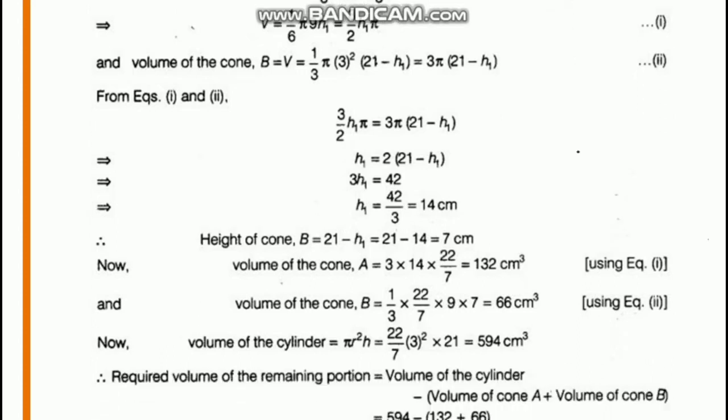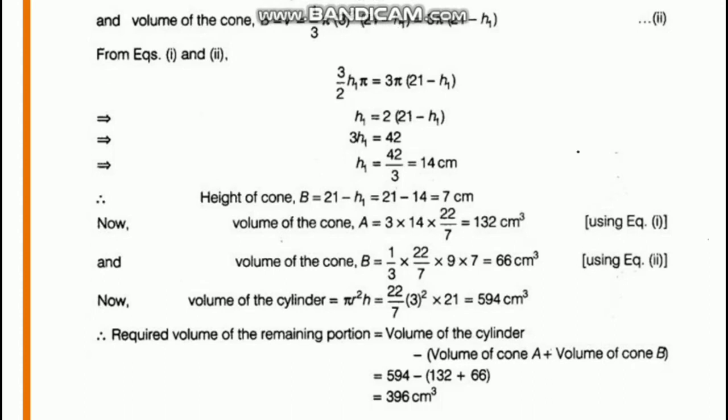And we need to find the required volume of the remaining portion. For that, first we need to find the volume of the cylinder. Thereafter, we need to subtract the volume of the two cones from the volume of the cylinder. The volume of the cylinder is pi r square h, so 22 by 7 into 3 square into height 21. The answer is 594 centimeter cube. So the required volume of the remaining portion is the volume of cylinder minus the volume of two cones: 594 minus (132 plus 66). So the required volume of the remaining portion is 396 centimeter cube.